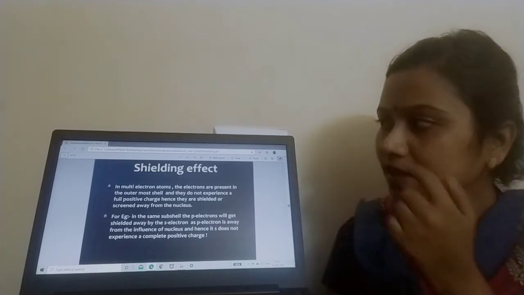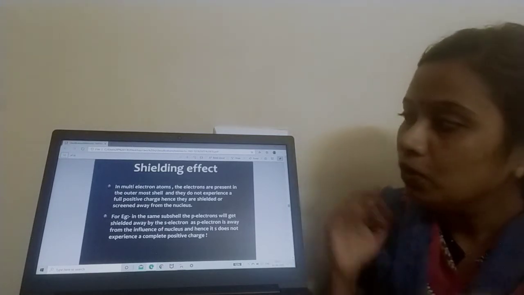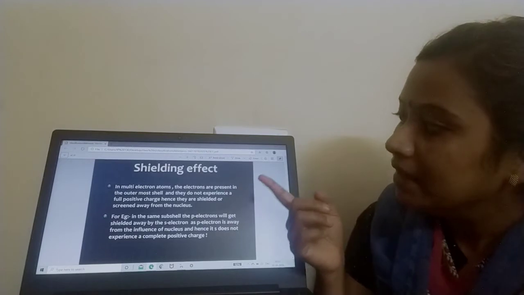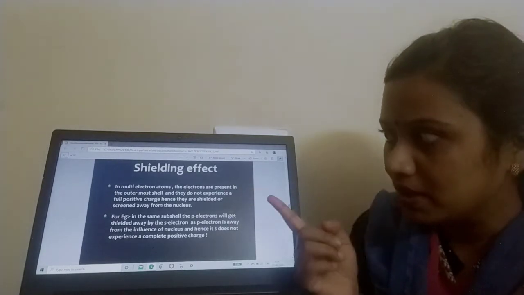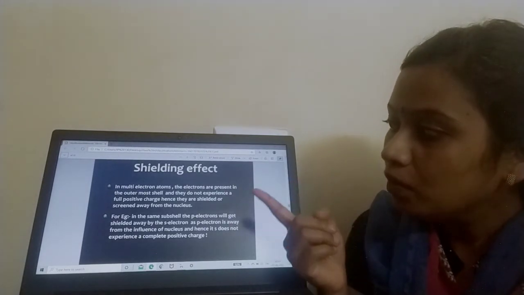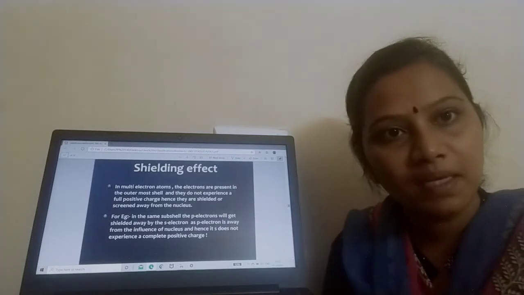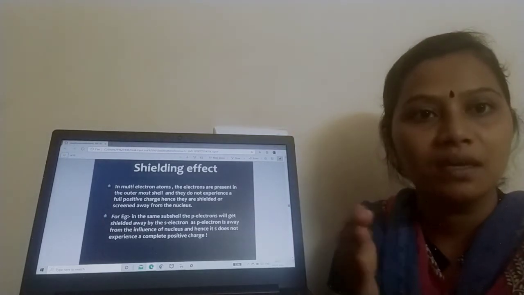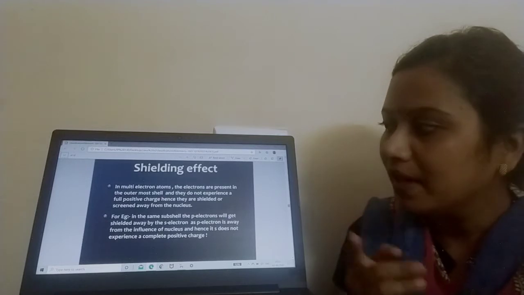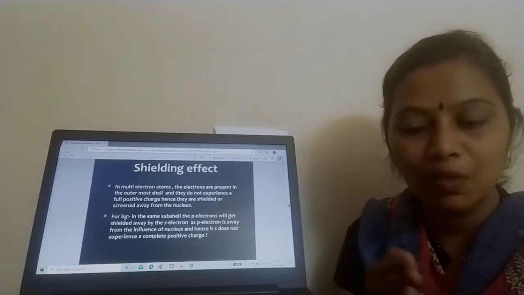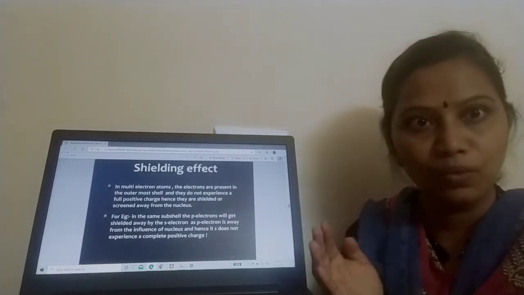Okay. So let us look into the proper definition. In multi-electron atoms, the electrons present in the outermost shell will not experience the full positive charge. Why are they not experiencing the full positive charge? Because they are shielded or screened by the electrons which are present between the outermost electron and the nucleus.